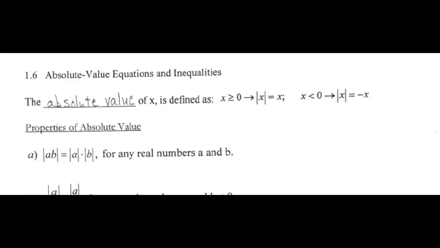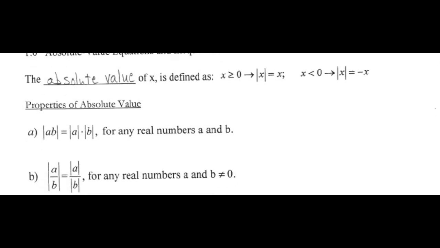Section 1.6 in Math 099, we're still reviewing Chapter 1. 1.6, Absolute Value Equations and Inequalities. The absolute value of x is defined as, if x is greater than or equal to 0, then the absolute value of x is just x. If x is less than 0, if it's negative, then the absolute value of x is the opposite of x. It's negative x. We need to look at properties of absolute value.